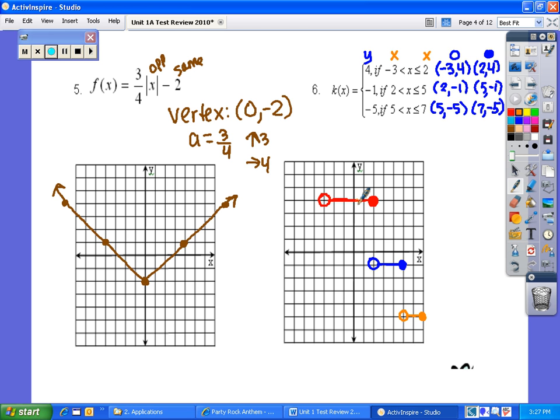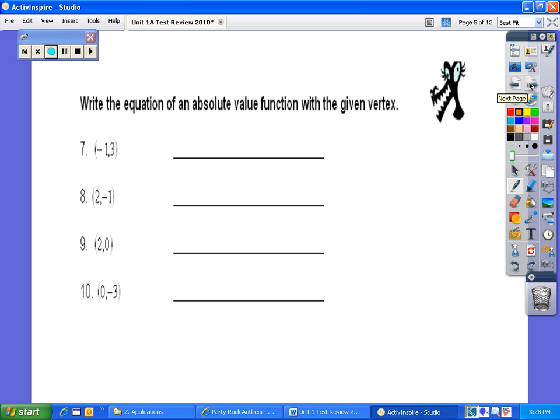Alright, so that concludes the main graphing section. Let's move on to writing the function. So when you write the function, you usually need an a value and you need your vertex. Well, in this section, we don't have an a value. So you have to assume for all of these that a equals 1. So you should always start every function with y equals.